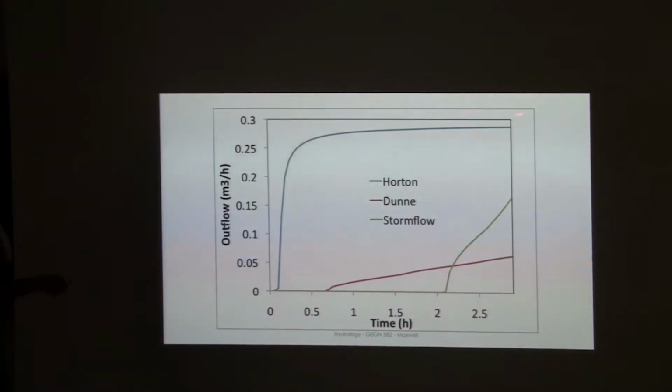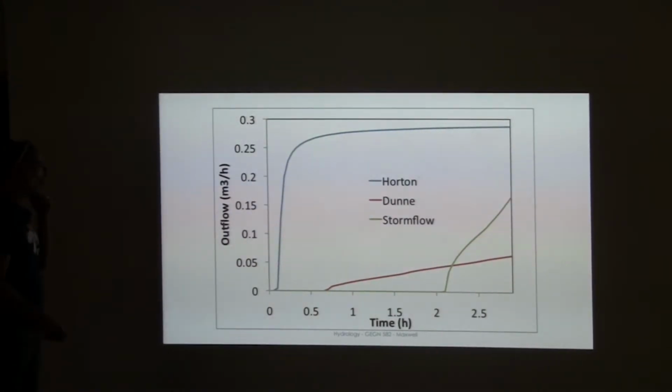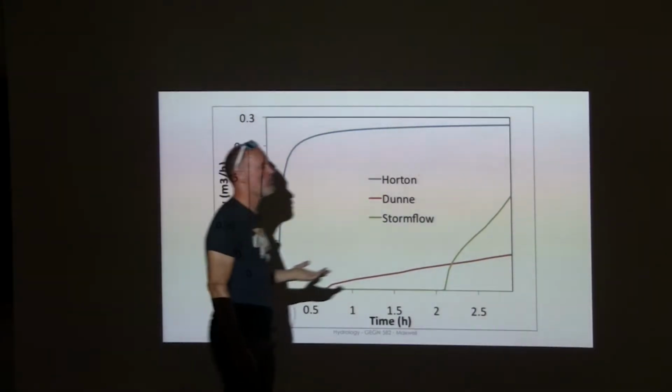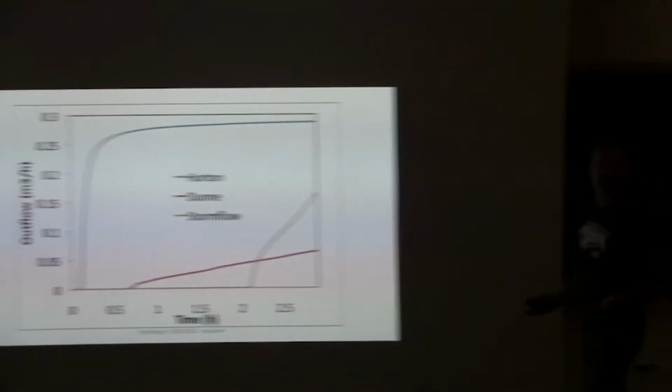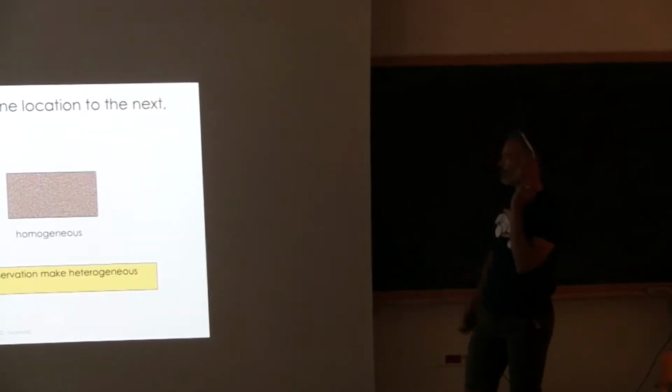Okay, we can even plot outflow. This is our Horton case. This is our Dunn case. This is our storm flow case. Huge lag, but then it really starts running off. Okay, so maybe we have some confidence that our models represent these really basic runoff processes.